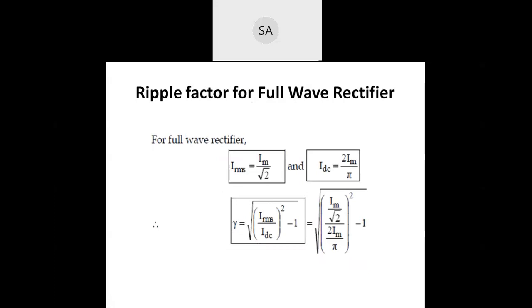Ripple factor for full wave rectifiers. For full wave rectifiers, we got IRMS is equal to Im by root 2 and IDC is equal to 2Im by pi. Just now we have derived this one. The definition of the ripple factor gamma is a standard equation for all the rectifiers we have discussed in the last lectures. That is root of (IRMS by IDC) whole square minus 1. That equation is applicable for all the rectifiers. So substituting the IRMS value, Im by root 2, and IDC equal to 2Im by pi into the equation.